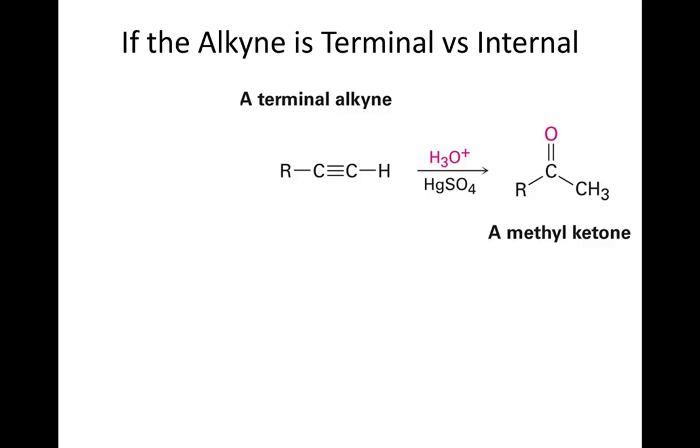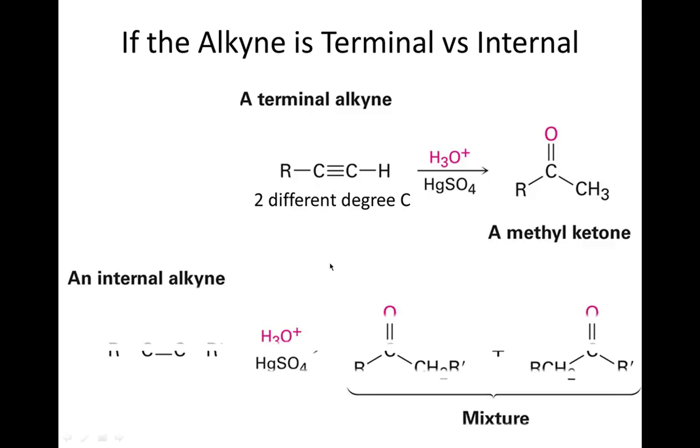So here's another example. So here's my terminal alkyne, and we make as a product a methyl ketone by way of the Markovnikov vinyl alcohol. And so that one had 2 different degrees of carbon because this one is primary and this one is secondary. If you have an internal alkyne, and here we've got R and R prime to indicate that this might be 2 different chunks of carbon, and you do the same thing.